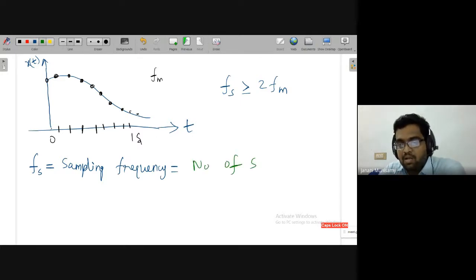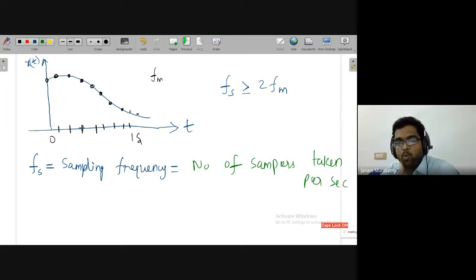Number of samples taken per second is called sampling frequency. See, the name may be sampling frequency, but what is the actual meaning? How many samples you are taking in 1 second? That is the sampling frequency.